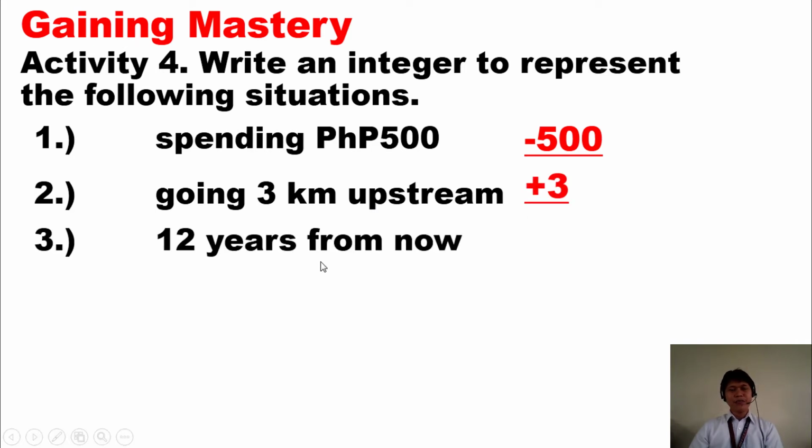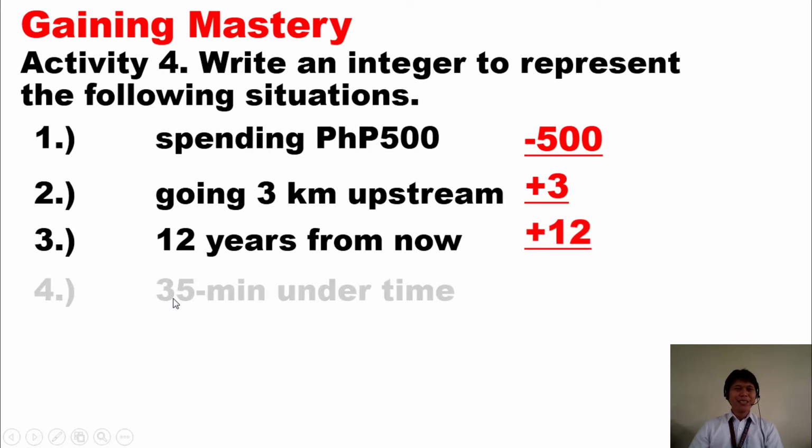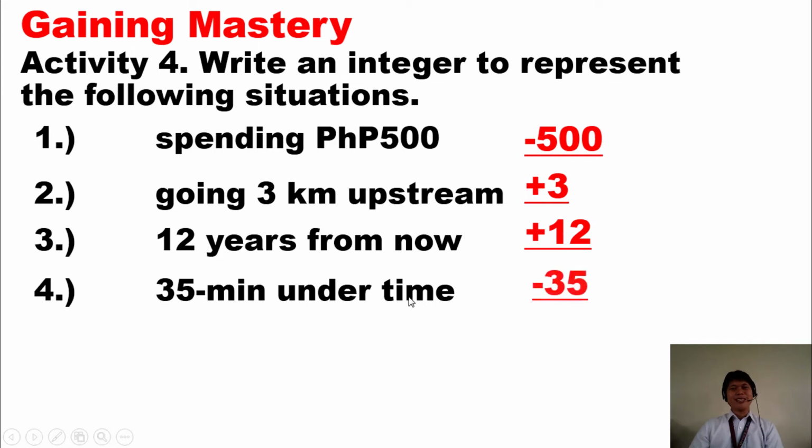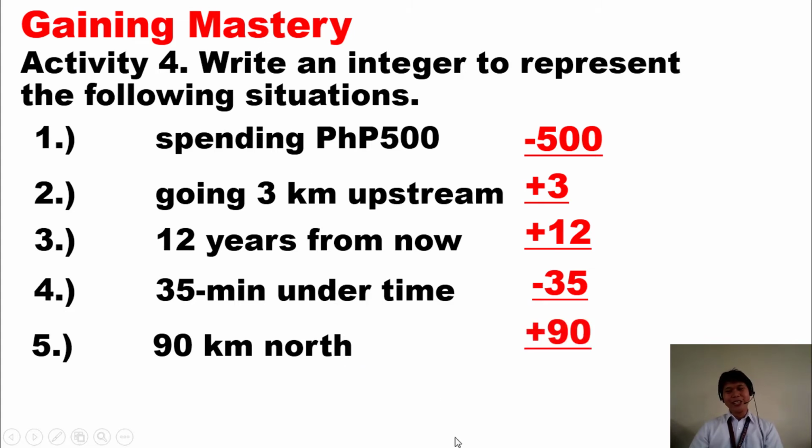Next, 12 years from now. Okay, it is positive 12. 35-minute undertime. Okay, it is negative 35. And number 5, 90 kilometers north. Okay, north is upward, or forward, so it is positive 90. Okay, so I guess that's all for today's lesson.